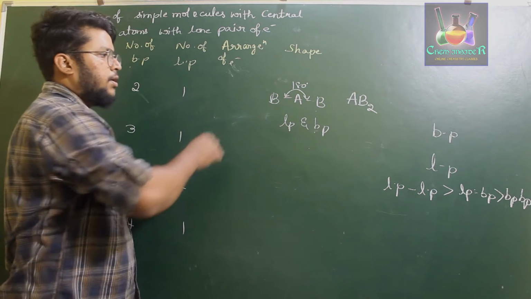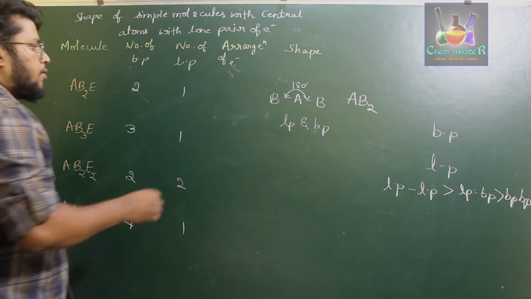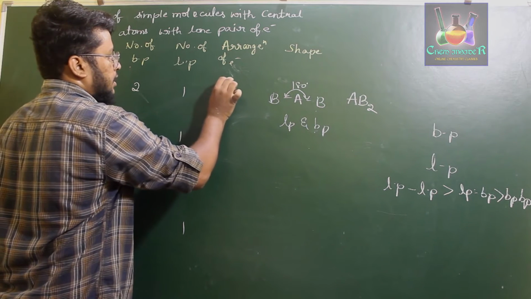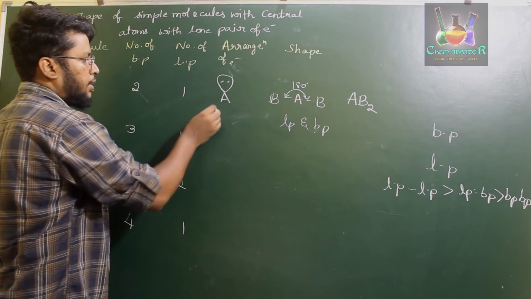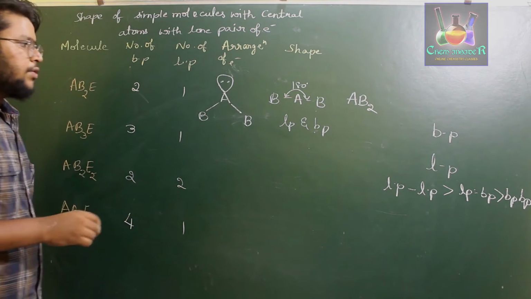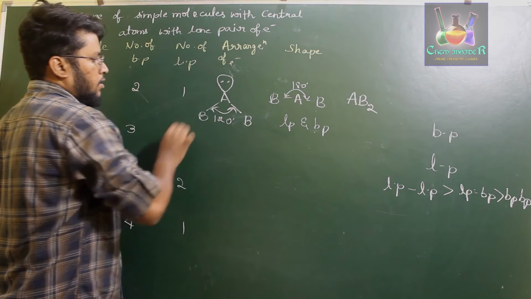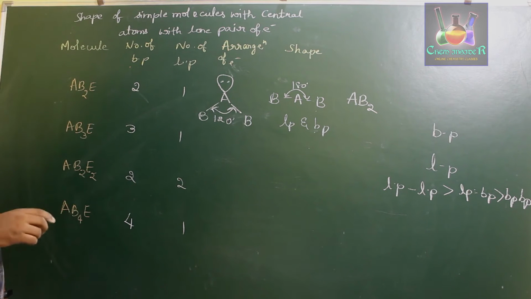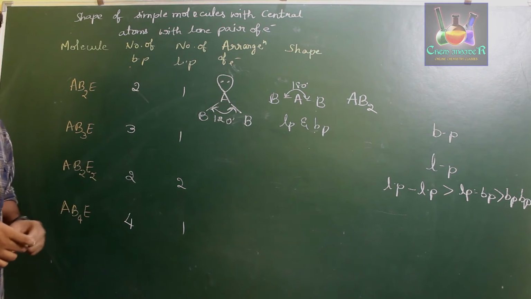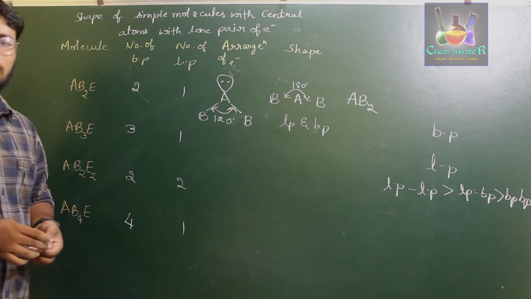Therefore, instead of forming a linear geometry, AB2 with a lone pair of electrons forms a trigonal planar arrangement like this. This is the lone pair orbital, and the B atoms, which were at a 180 degree bond angle in the linear shape, are pushed to a bond angle of about 120 degrees. The initial AB2 molecule with no lone pair was linear, but the AB2 molecule with one lone pair has a trigonal planar electron geometry, which is also called the bent shape.